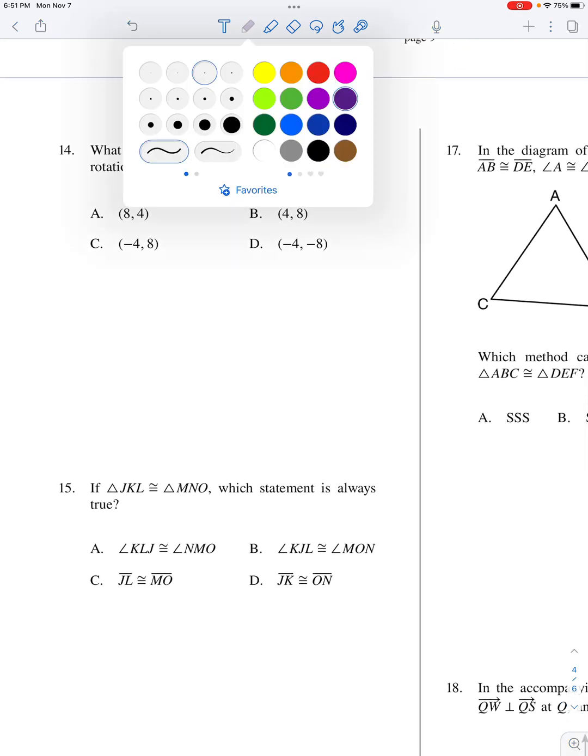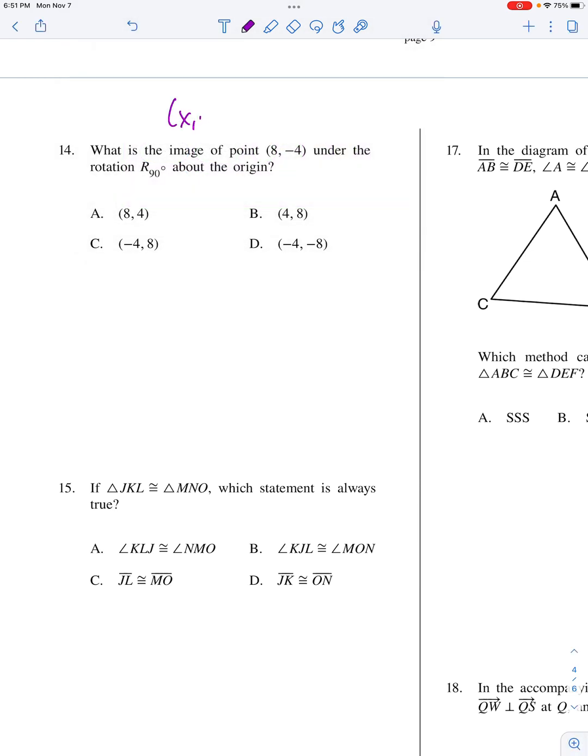Okay, rotation about the origin of 90. The rule is (x, y) becomes (negative y, x). So when you switch them and only negate the one in front, you get 4, 8.